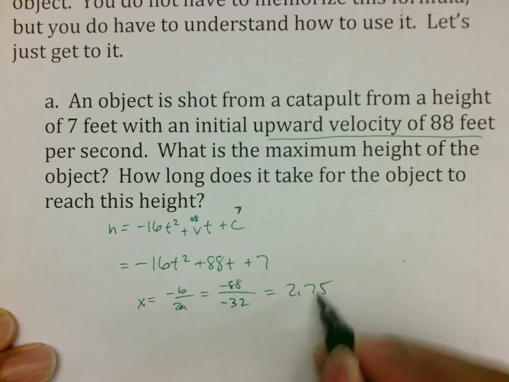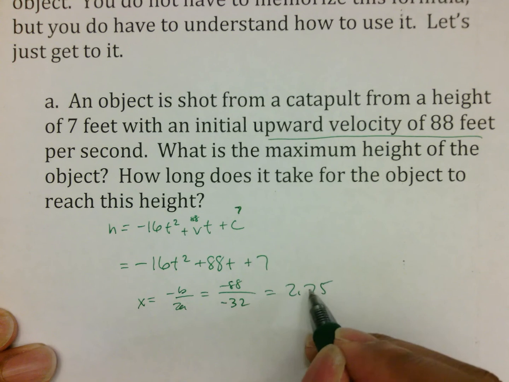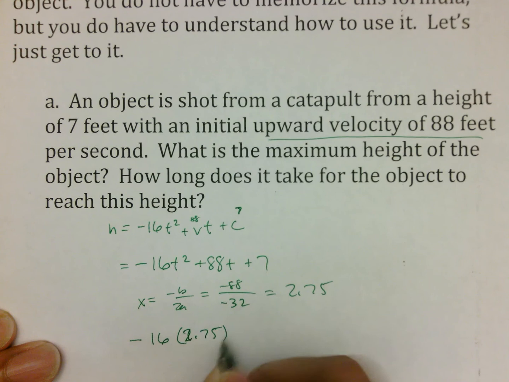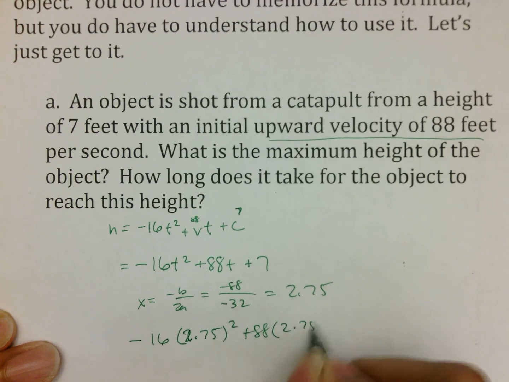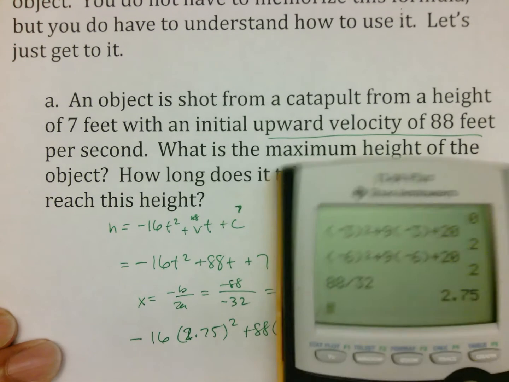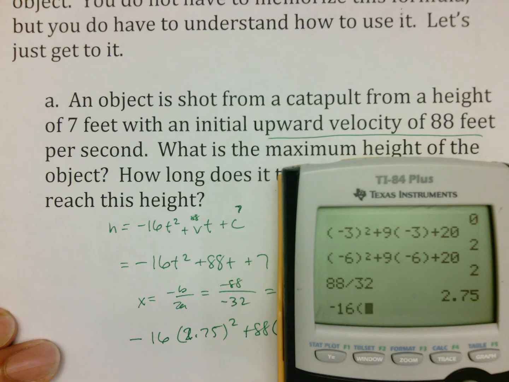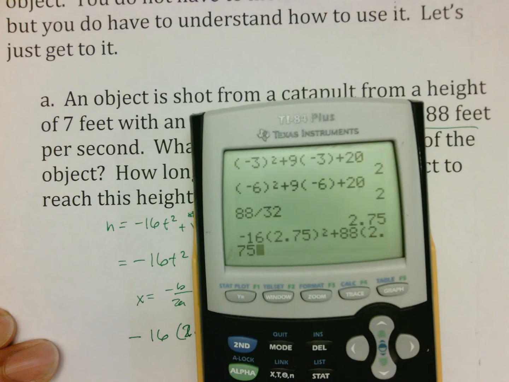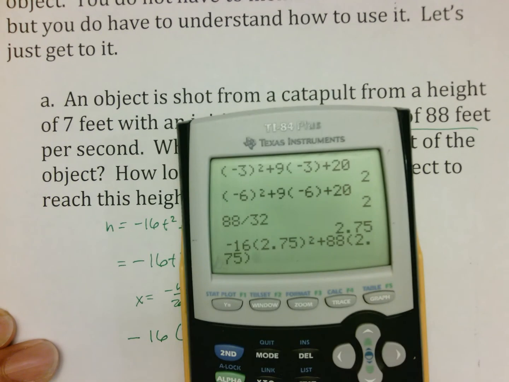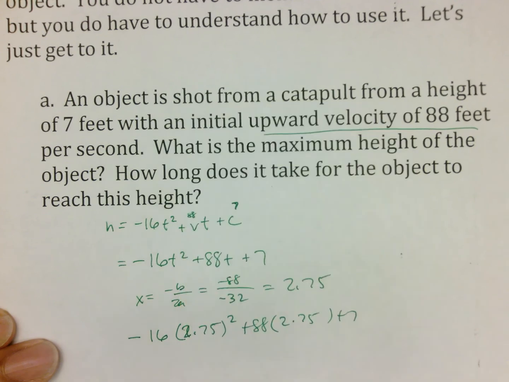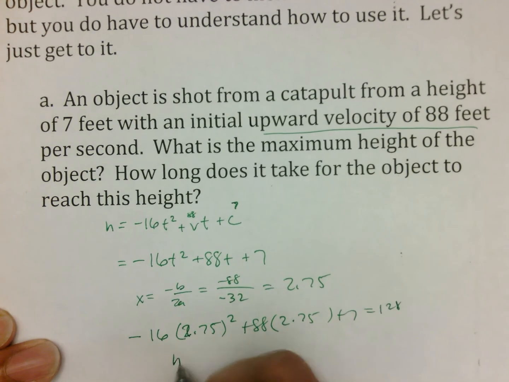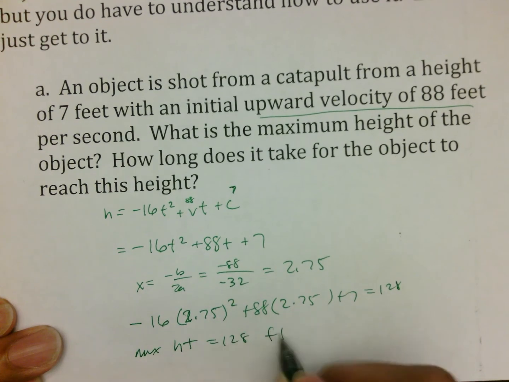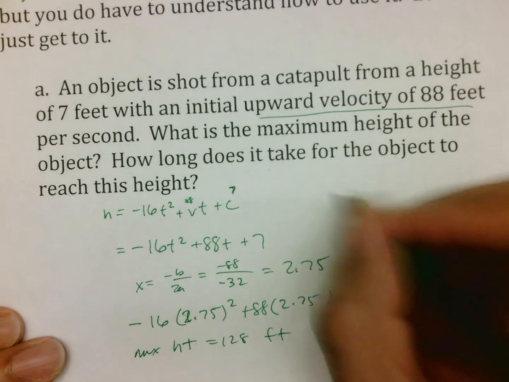That, again, is not the max height. That is the value of x that leads you to the max height. And so what we do now is we plug it back in and we see what that answer is. So negative 16 times 2.75 squared plus 88 times 2.75 plus 7 gives me the answer of 128. That means the max height is 128 feet.